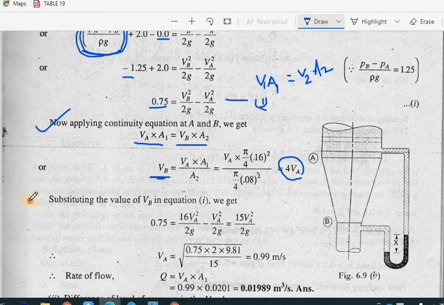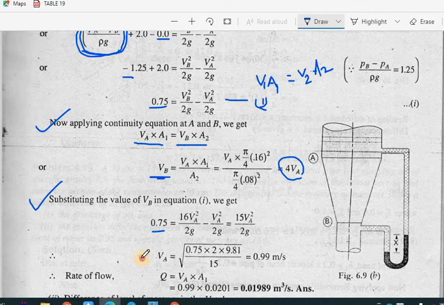So what we'll get after substituting VB in the first equation is the following value: 0.75 equals to what? VB square. So 4 square is 16, 16 VA square by 2g minus VA square by 2g. Okay, so the final value is coming out to be 16 minus 1, which is 15 VA square by 2g.